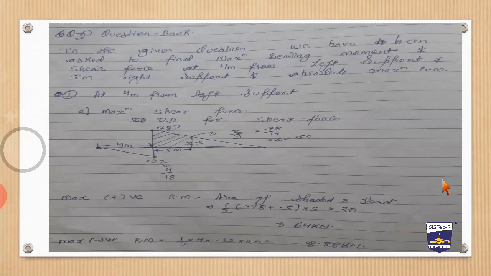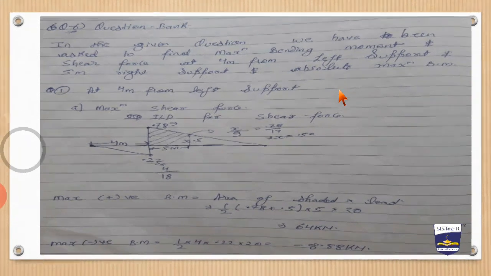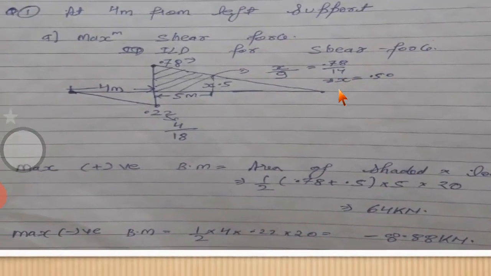This is also a question from our question bank, question number 6. In the given question, we have been asked to find the maximum bending moment and shear force at 4 meter from the left support and 5 meter from the right support. In total there are 2 points given at which you have to calculate these absolute maximum bending moments. So first we will solve for 4 meter from the left support.